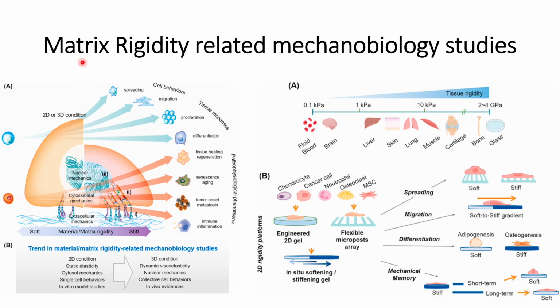Today we will discuss matrix rigidity related mechanobiology studies. What this means is that we will understand the changes that occur within the cells because of changes in the stiffness of the extracellular matrix that is surrounding the cells. Though we have covered this topic in our previous videos, we will cover some different aspects of these mechanobiology studies in this video.